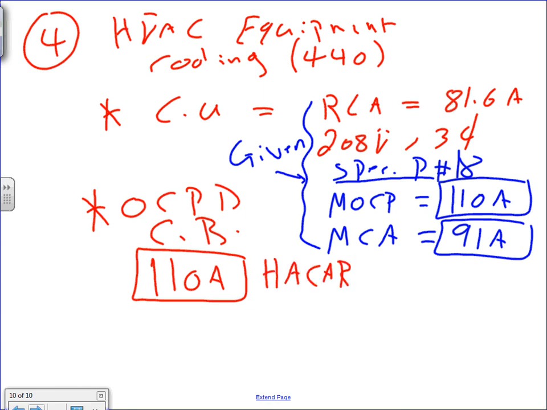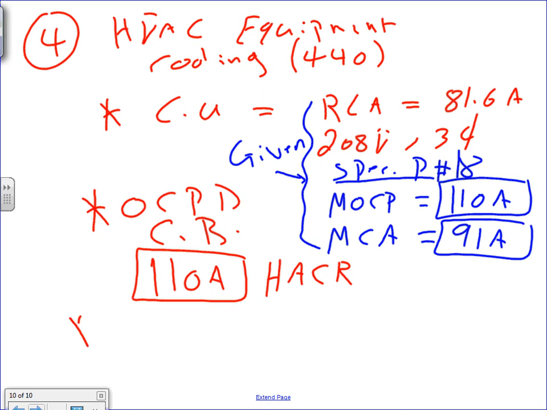HACR. Is that what we spell it? H-A-C-R. HACR means heating, air conditioning, rated. Specially designed circuit breaker. A lot of circuit breakers, guys, you'll see HACR if you go look at them. It means they can handle the characteristics of a compressor. Okay, done. My overcurrent protection device is done. Look how easy it is.